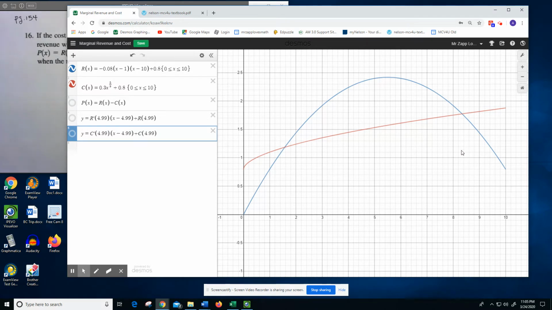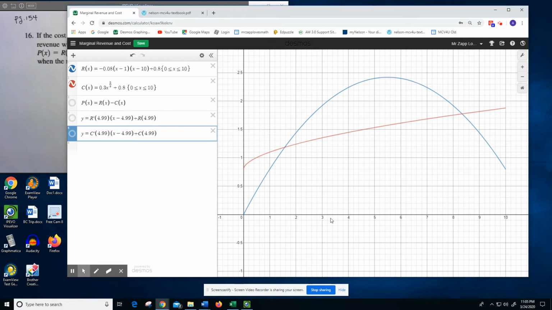Now again, just because I have 1, 2, 3, 4, and 1, 2, don't assume that these are necessarily the number of units. It could be thousands of units. It could be millions of units. So of course, what we're likely interested in is what's going to give us the maximum profit.